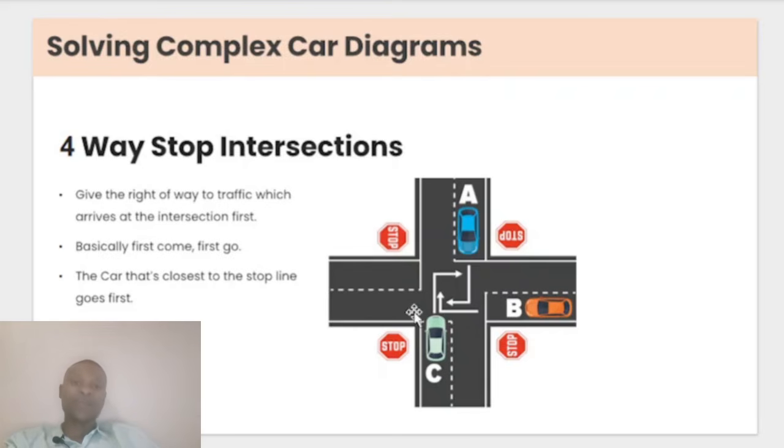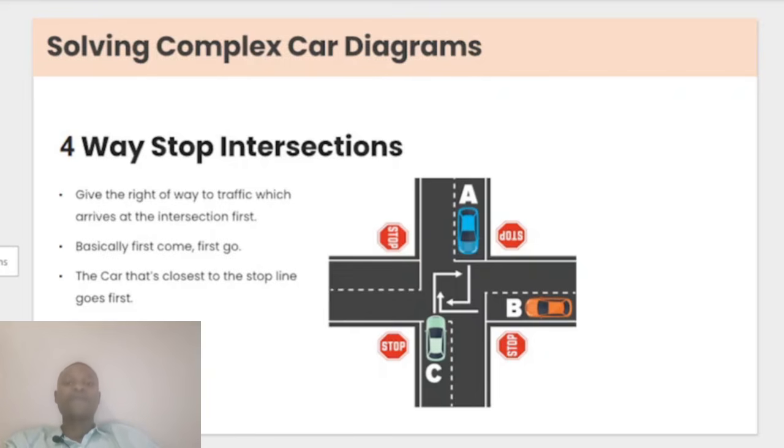So car C was first, followed by car A, and car B was last. So at a 4-way stop intersection, car C goes first, car A goes second, and car B goes last at this one. Give the right of way to traffic which arrives at the intersection first. Okay, now I hope this one is clear.